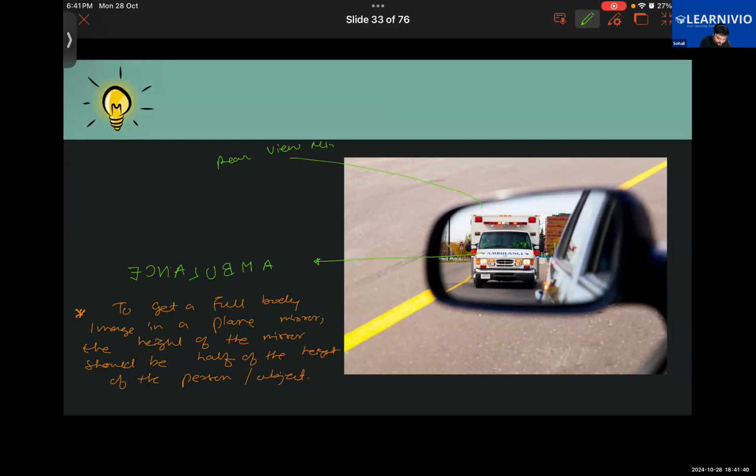lateral inversion will take place, right? Lateral inversion will take place, and the word will be spelled correctly like this. It will be viewed in this order.